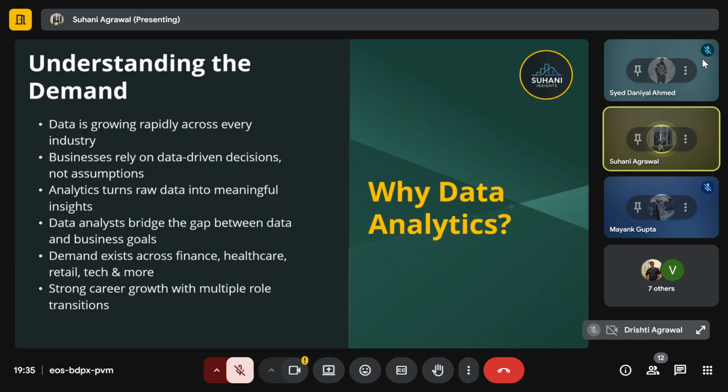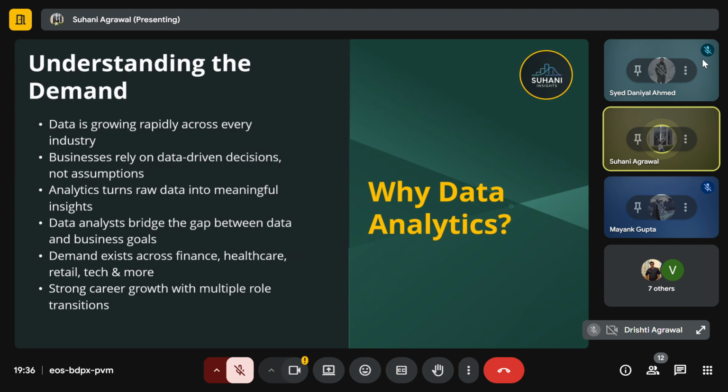Let's start with the most common question we all have, which is why data analyst is so much in demand in the market, or what's the need for data analysis, or what is data analysis. To understand this, it's in the question only. To understand the demand, to understand the customer behavior, we need data analysis.